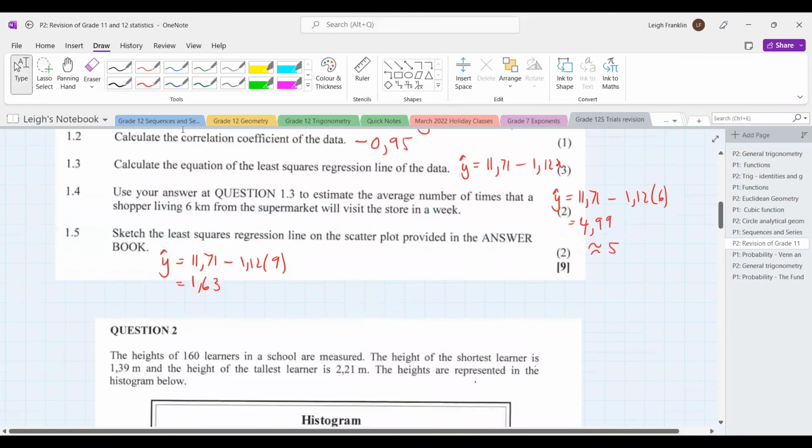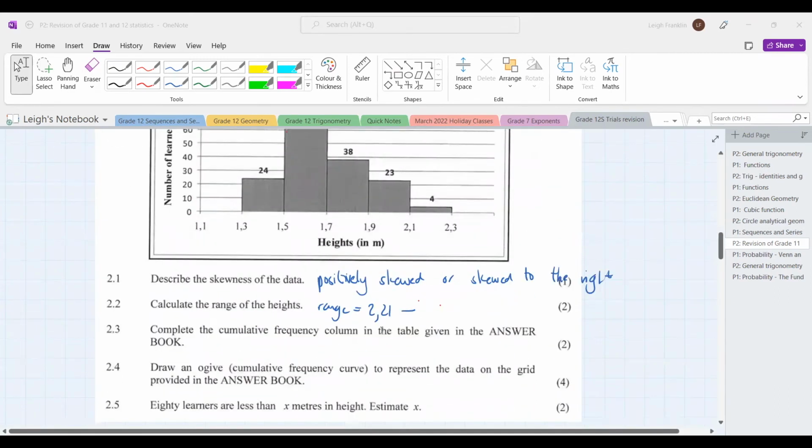And the shortest person is also given to us, and they are what? 1,39. That's it. What did you say, Kanisile? 0,82, that's it. Okay, so that's the range in height.